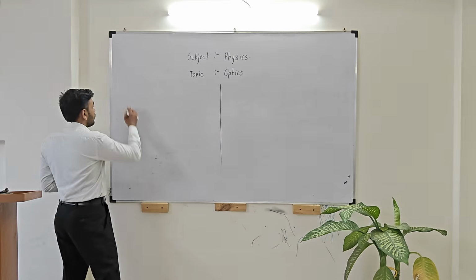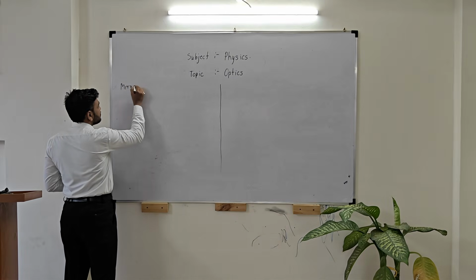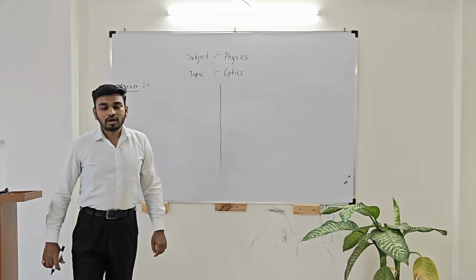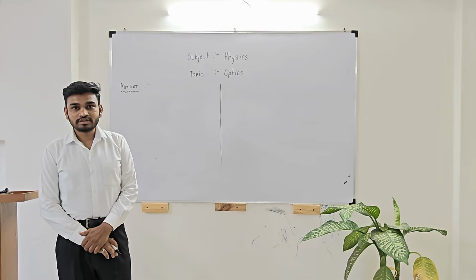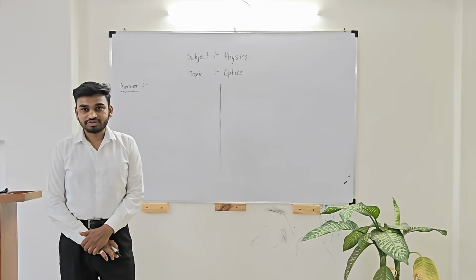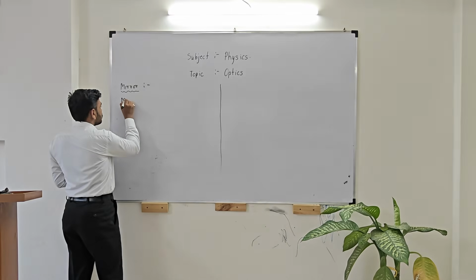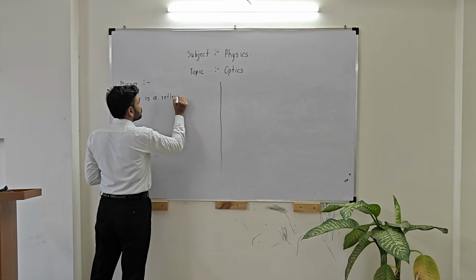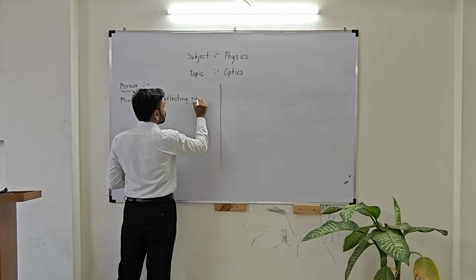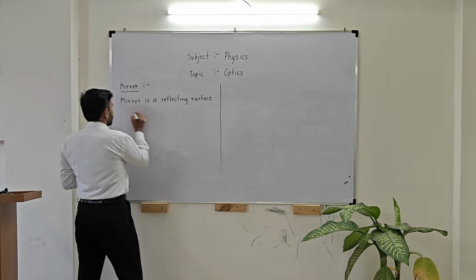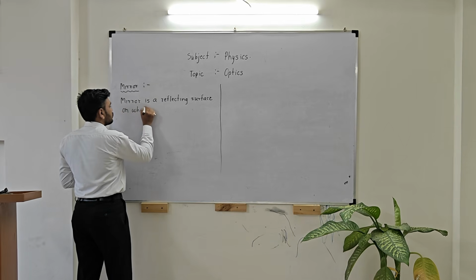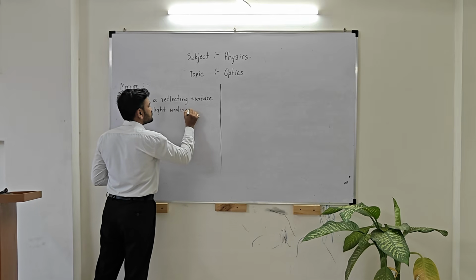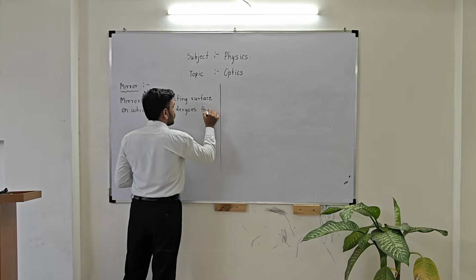The mirror is our next topic. So, what is a mirror? I will define the mirror as a reflecting surface on which light undergoes reflection.